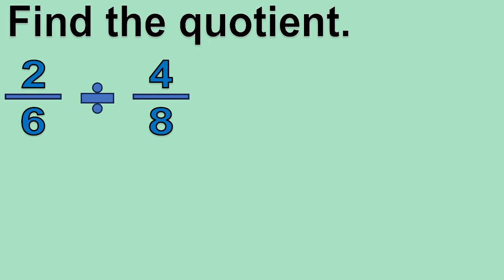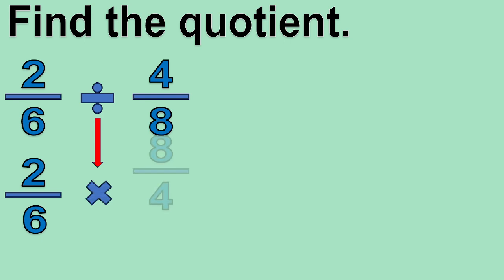Another problem. 2/6 divided by 4/8. First, keep the first fraction as is. We have here 2/6. Then, change the division sign to a multiplication. And flip the second fraction or swap the numerator and the denominator. We have here 8/4.